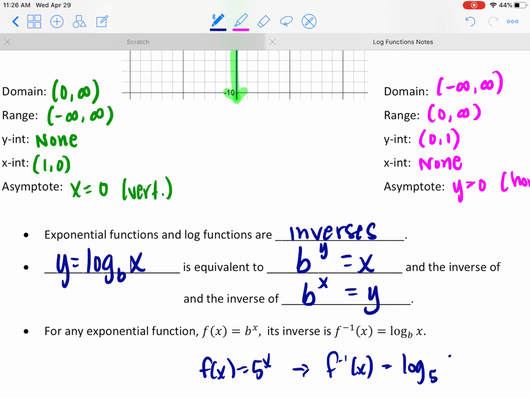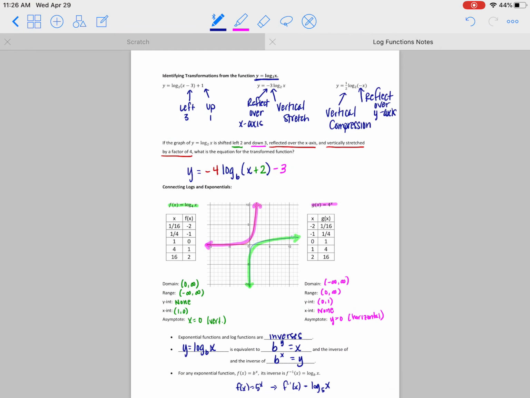So for any exponential function, if you have f of x equals b to the x, its inverse will be the log base b of x. So again, if you had, let's say, f of x equal to 5 to the x, then its inverse is going to be the log base 5 of x. Or if it was 3 to the x, log base 3 of x, those two would be inverses every single time.